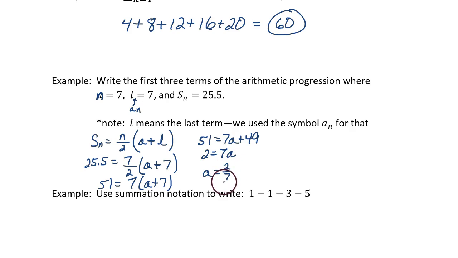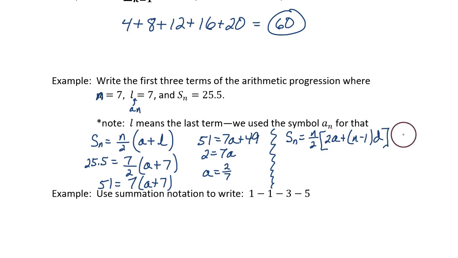We now know the first number in our list, but we can't get the second or third term without knowing the value of d, the common difference. So now let's find that. We had another formula about the sum, but it had the letter d in it. S sub n equals n over 2 times 2a plus n minus 1 times d. In place of S sub n, we can put in 25.5, n is 7, and then 2 times a would be 4/7. Again, n is 7, and it's the letter d that we don't know.